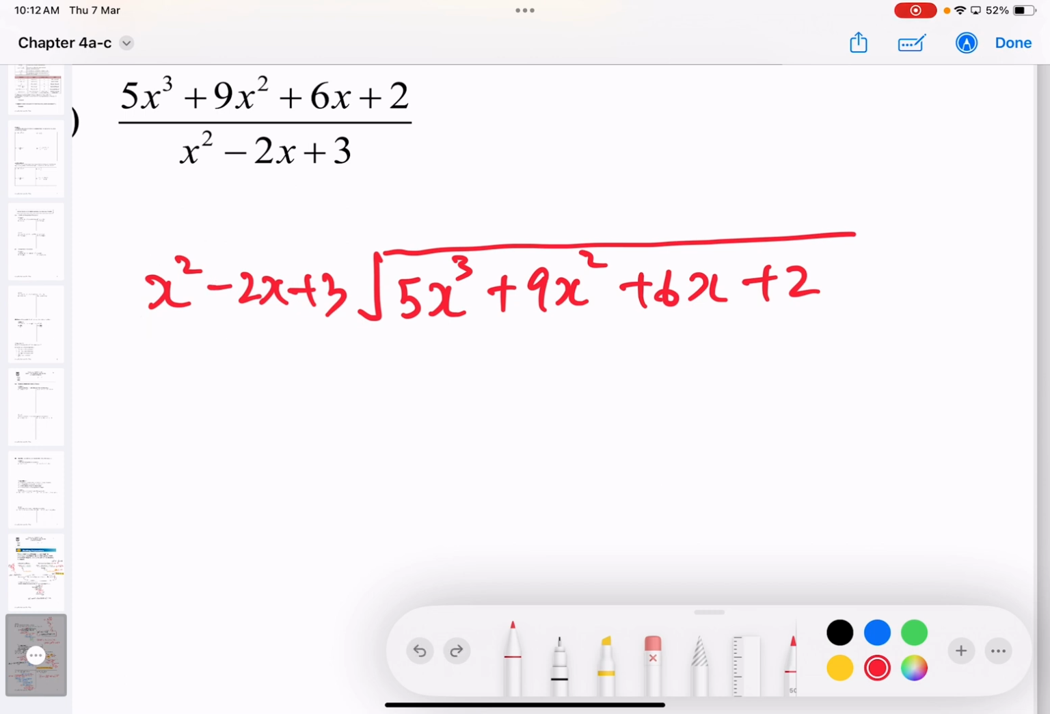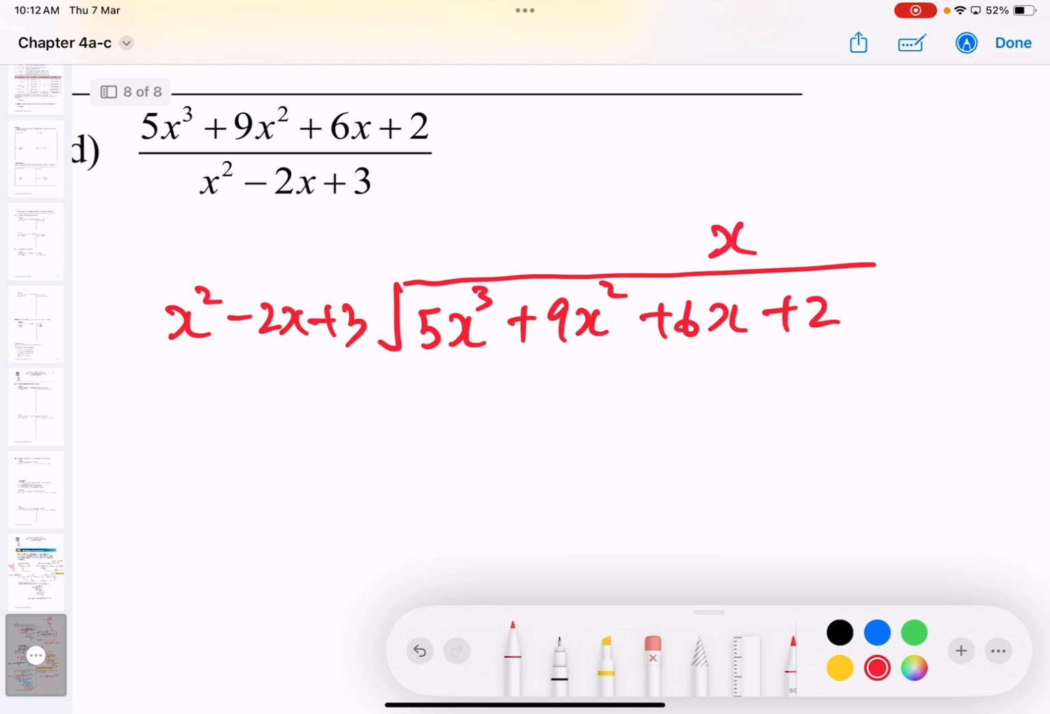I have x squared, so I know that I definitely have to multiply by just 1x, right? That's all I have to multiply. And I have to multiply by 5. So I'm going to write it on top of it over here. The first thing I'm going to do, I multiply by 5x. So I'm going to get 5x cubed. 5x multiplied by negative 2, so I'm going to get negative 10x squared. And finally 3 times 5x gives me 15x. Okay, so that's the first one.